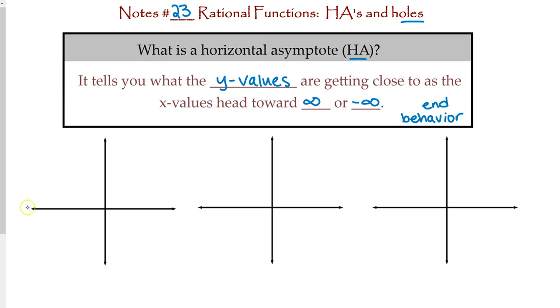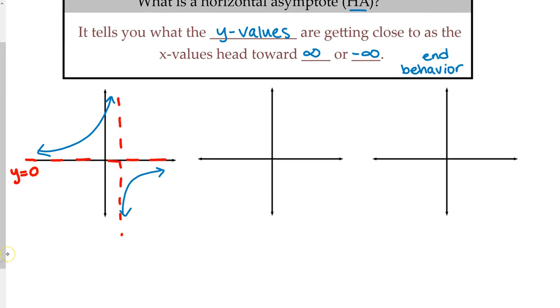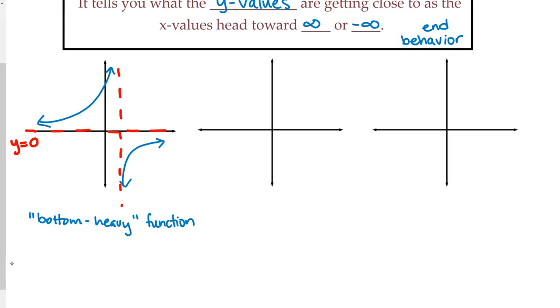One possibility is that the horizontal asymptote will be the line y equals 0. And we've seen this on several of the problems we've done. We've seen things like this. I'll go ahead and draw a vertical asymptote in there. Okay? Now that's going to happen when the function is what I like to call bottom heavy. And what that means is that the denominator is growing much faster than the numerator.